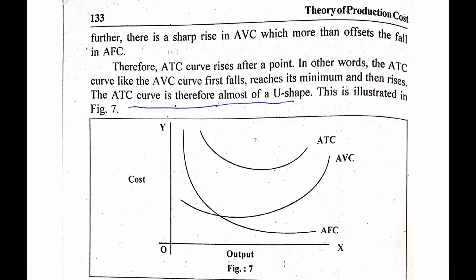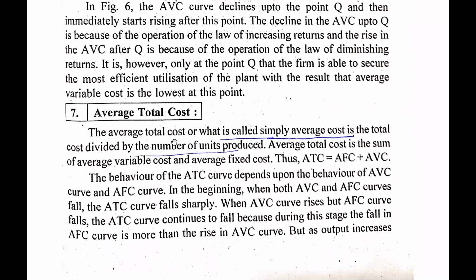So let's see what is there in this. The average total cost means it is an addition of fixed cost and variable cost. So in a similar way, average total cost means average variable cost plus average fixed cost. The average total cost, or what is called simply average cost, is the total cost divided by the number of units produced. Average total cost is the sum of average variable cost and average fixed cost. Thus, average total cost is equal to average fixed cost plus average variable cost.